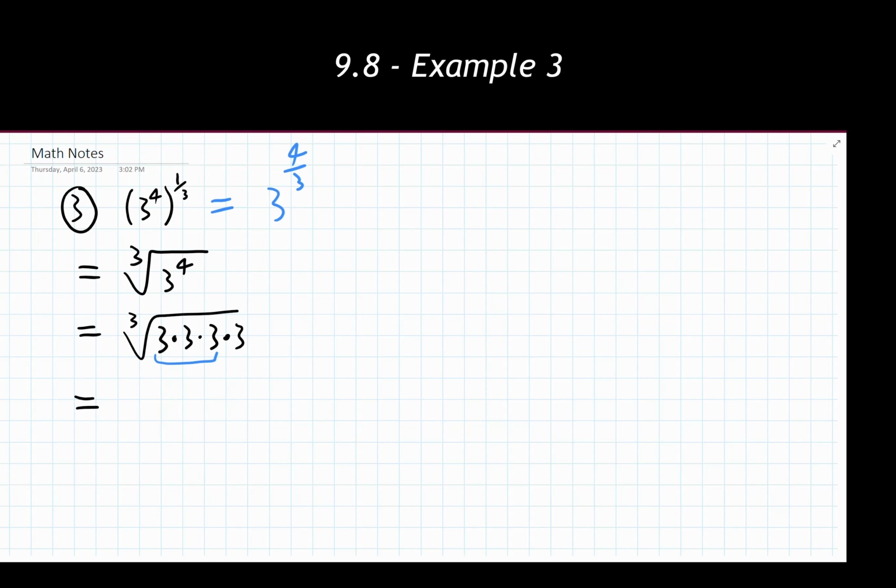The cube root of a perfect cube is just the thing that I'm taking the cube root of. So I'm going to have 3 out front. The cube root of, I have this leftover 3 in there, can't drop that. It's going to stay in. So this is going to make my final answer 3 times the cube root of 3.